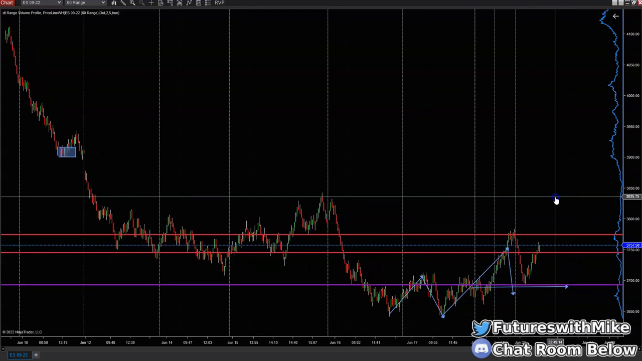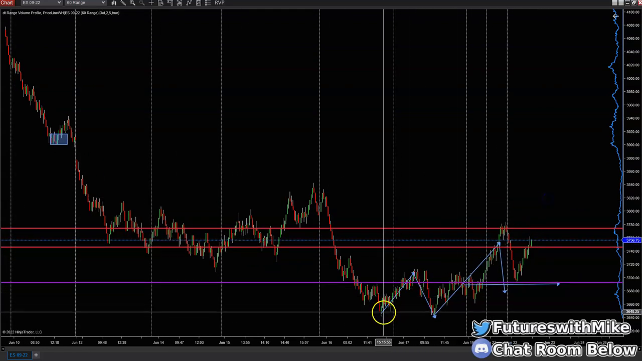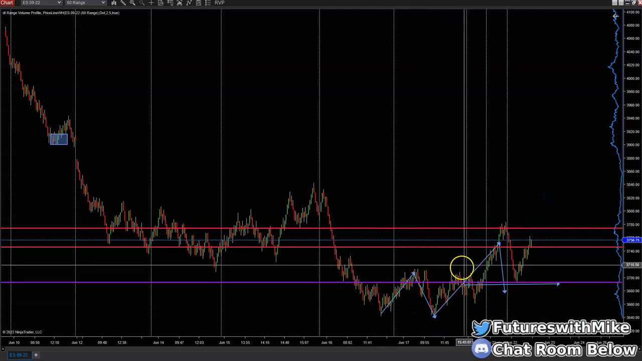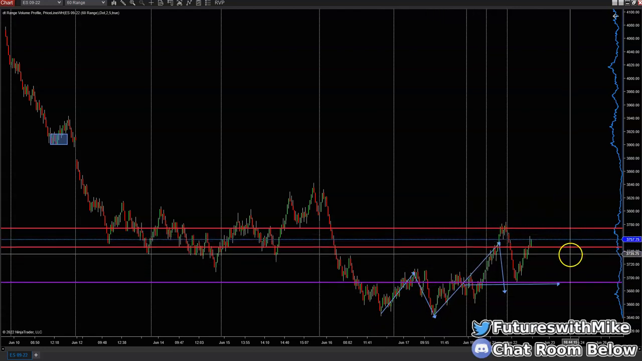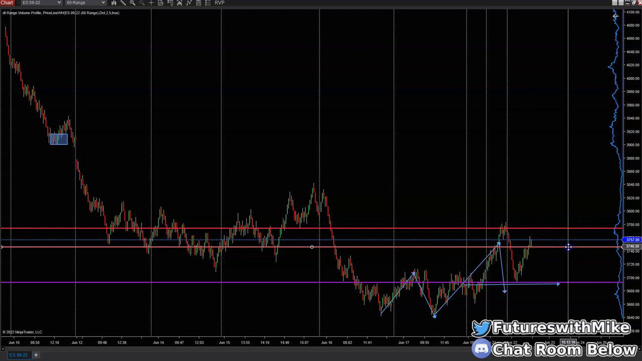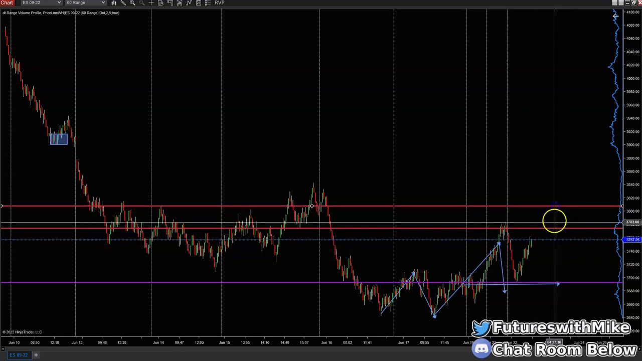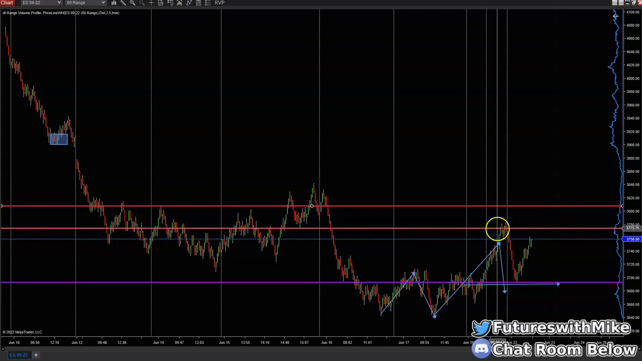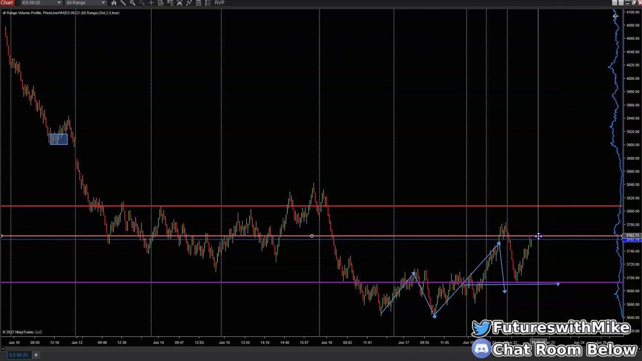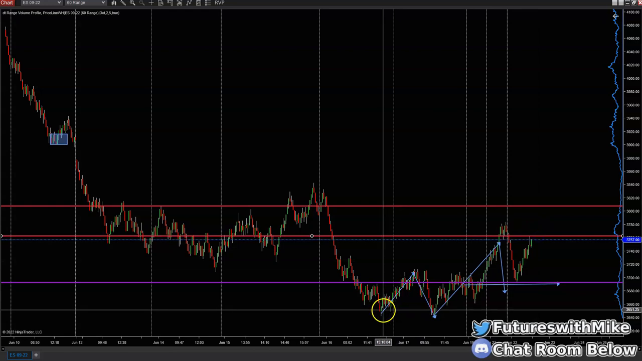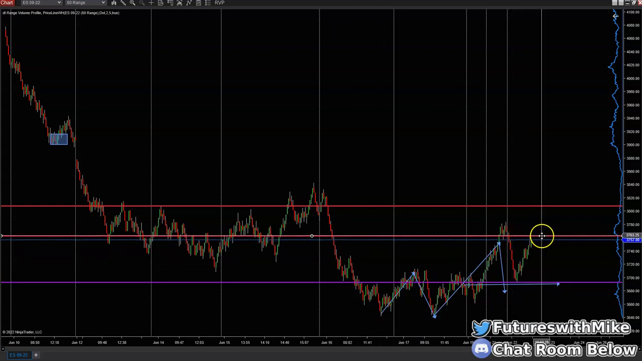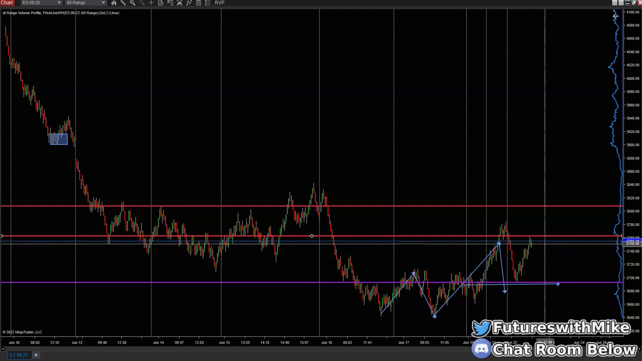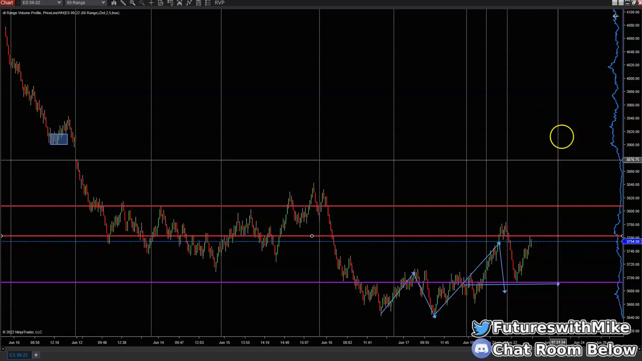Let's see. Let me move this line here, pull it up. I mean, the price is bouncing right here. This is an area of supply sitting right here off the 60 range. So price could potentially, it could be an opportunity to go short.